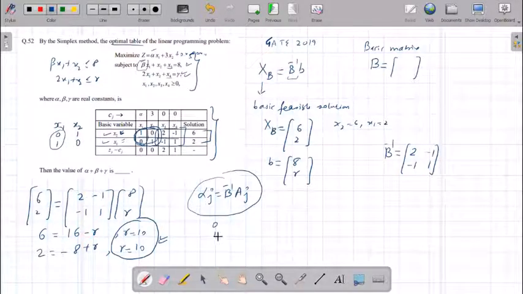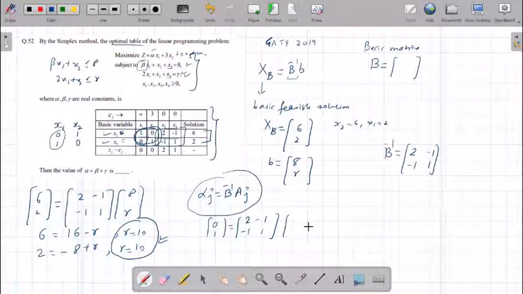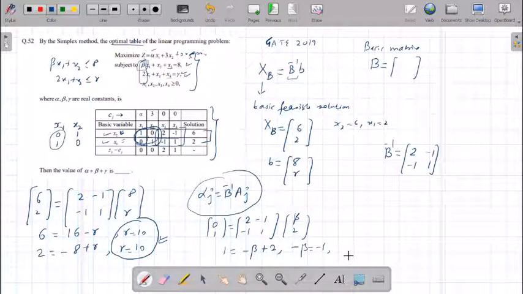So this 0 comma 1 is B inverse, 2 minus 1 minus 1 1, and this is Aj. Aj is its original column, that is beta 2. Now you can solve this and get the value. So 1 is equal to minus beta plus 2. So this gives me minus beta is minus 1. So beta is 1. So I got the value of beta by solving this.